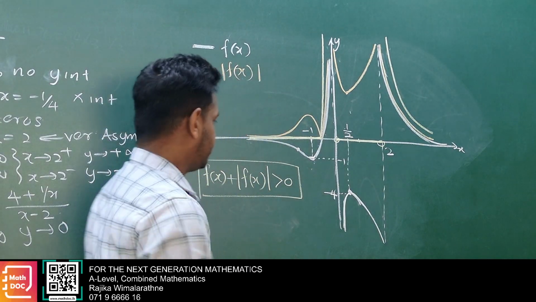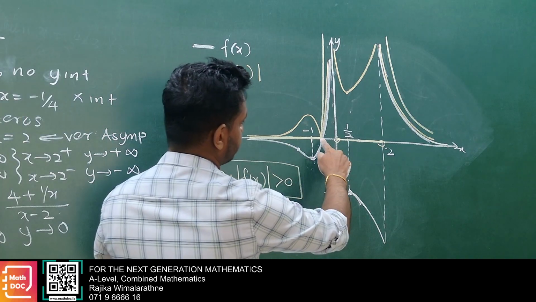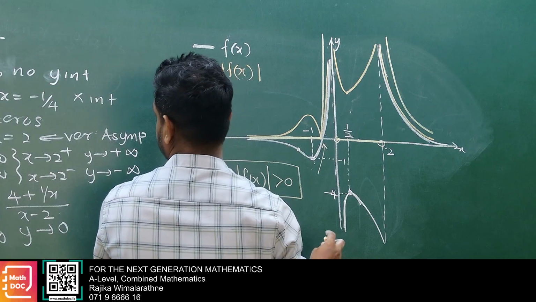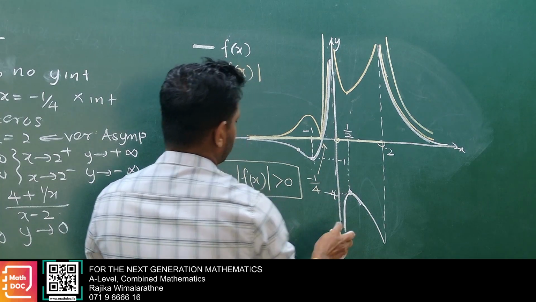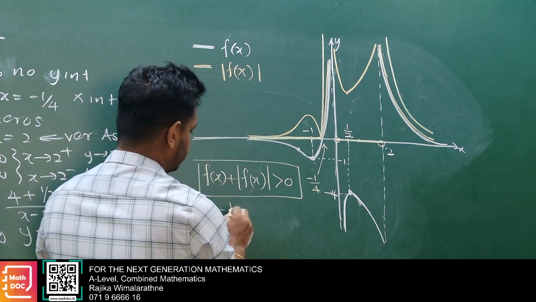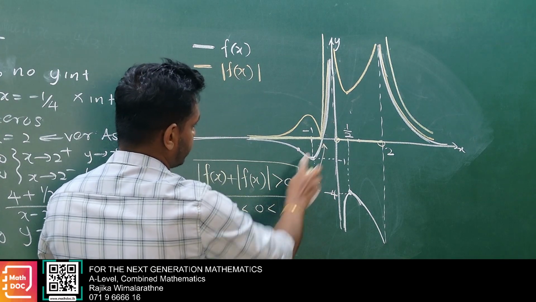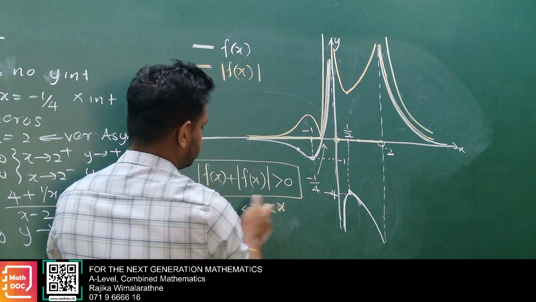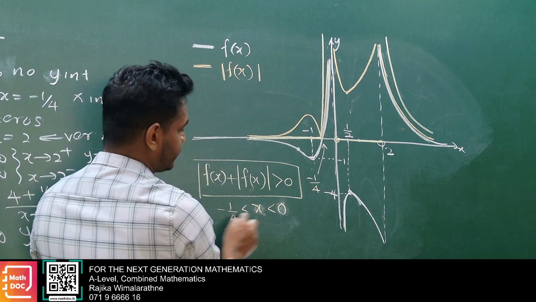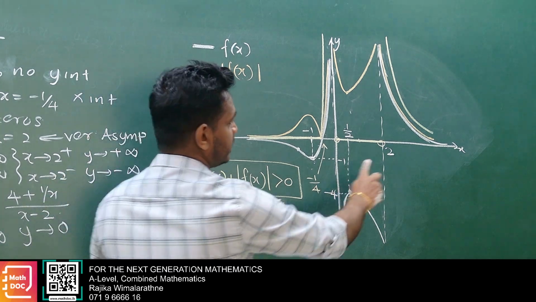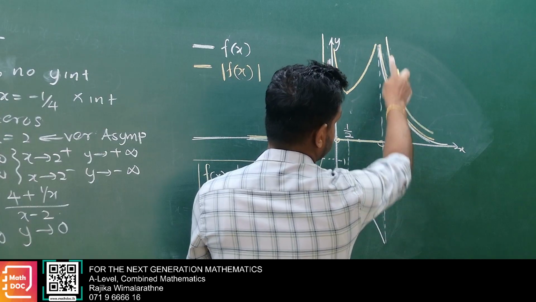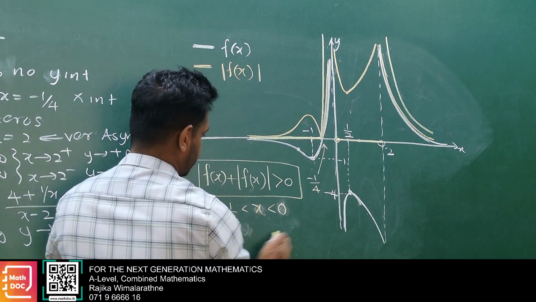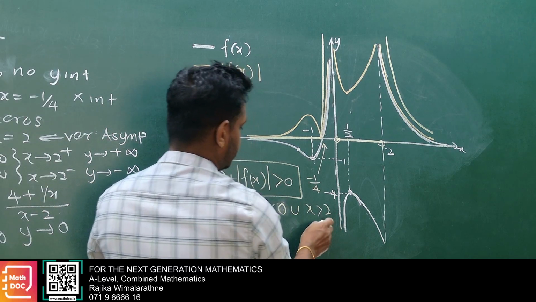Okay. Then finally, the positive region. Here 0, don't worry about that. The x-intercept we previously obtained is minus 1/4. Then from minus 1/4 to 0, it satisfies the inequality. And again, for x greater than 2, that also satisfies the inequality. So the solution is the union of (−1/4, 0) and x greater than 2.